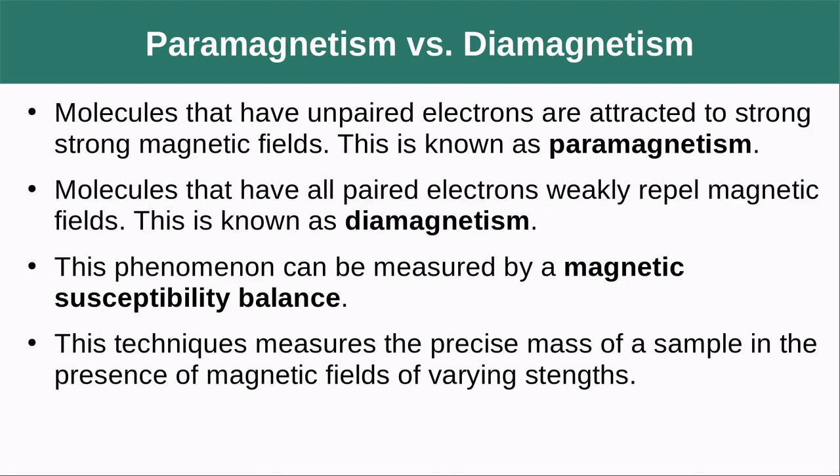Molecules that have unpaired electrons are attracted to strong magnetic fields. This is known as paramagnetism. Molecules that have all paired electrons weakly repel magnetic fields. This is known as diamagnetism. This phenomenon can be measured by a magnetic susceptibility balance. This technique measures the precise mass of a sample in the presence of magnetic fields of varying strengths.